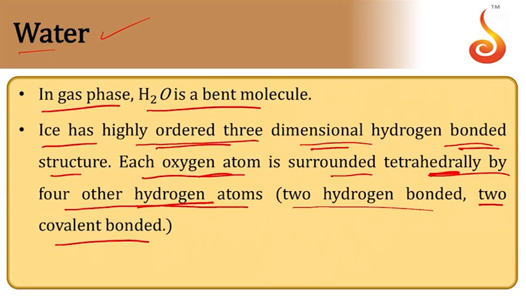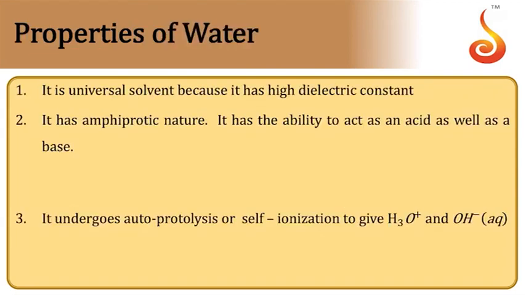In water, of the 4 hydrogen atoms, 2 are hydrogen bonded and 2 are covalently bonded with the oxygen atom. Then coming towards the properties of water: it is a universal solvent because of its very high dielectric constant. Therefore, ionic compounds as well as covalent compounds can dissolve in water due to its high dielectric constant. Hence, it is called the universal solvent.